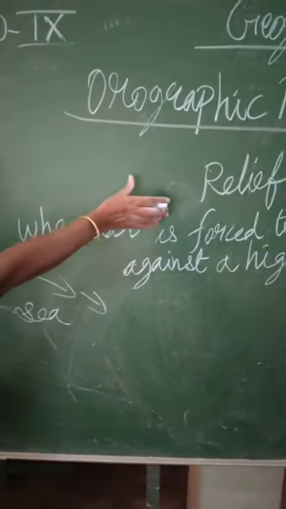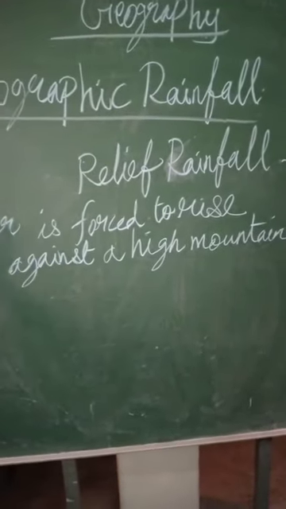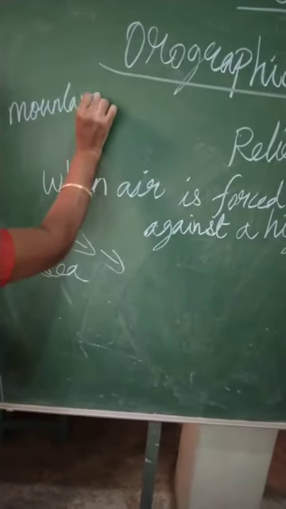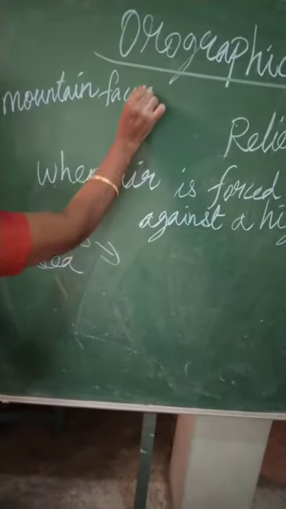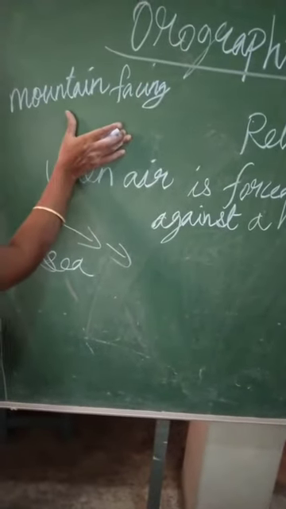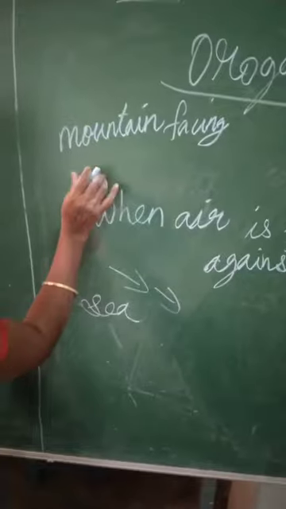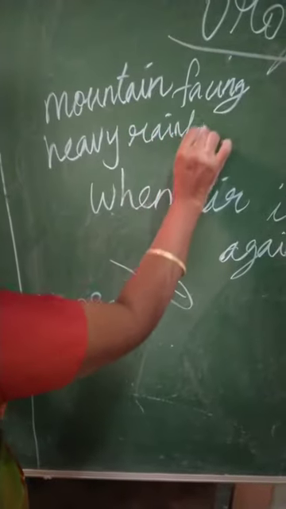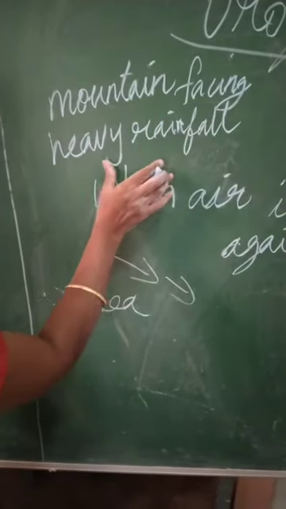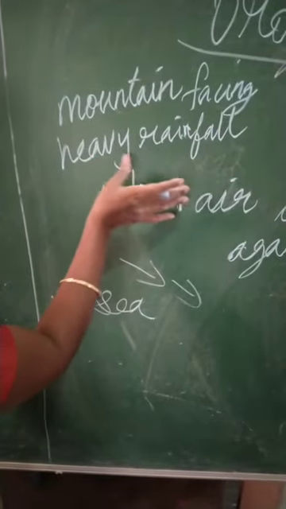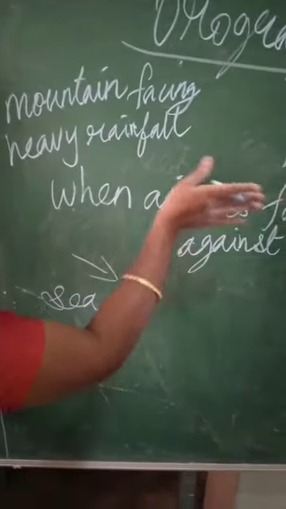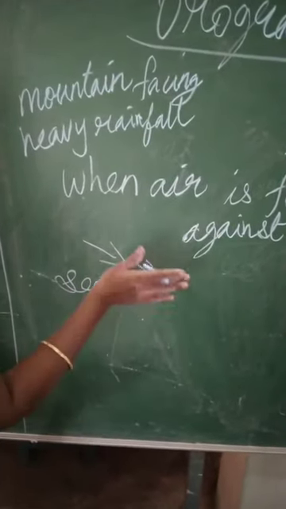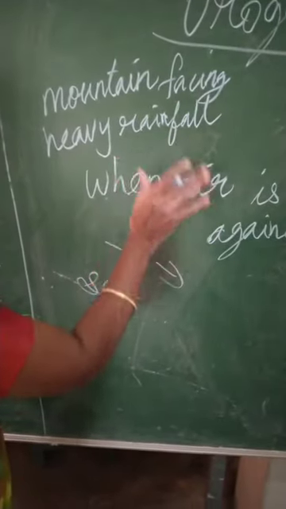Students, this rainfall is called orographic rainfall. The side of the mountain facing the wind is called the windward side and receives heavy rainfall. It is called the rain-filled region. The other side of the mountain that does not face the wind is called the leeward side and will receive less rainfall. It becomes the rain shadow region.